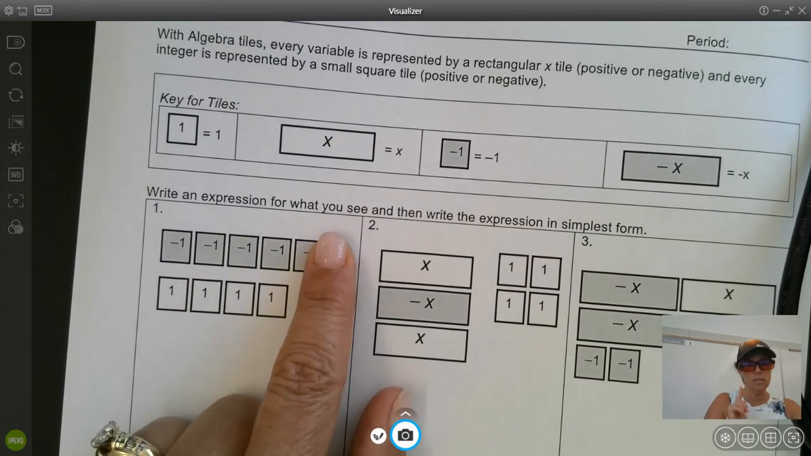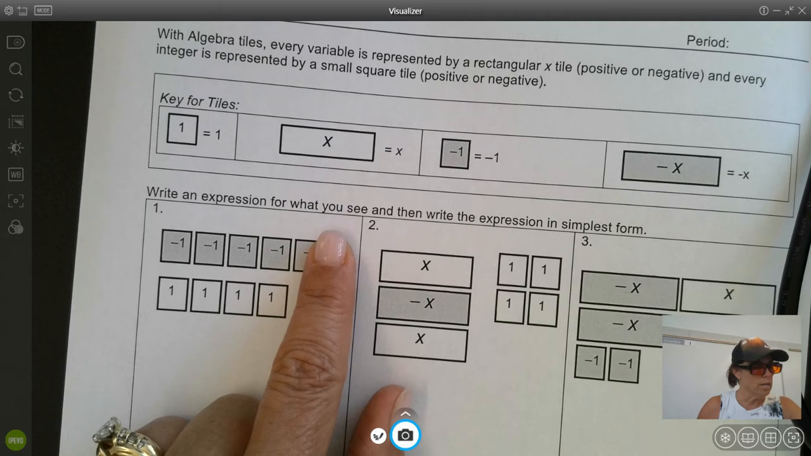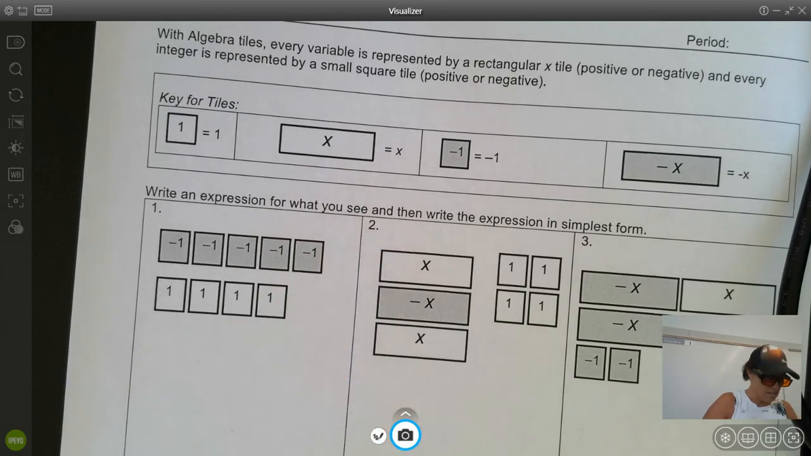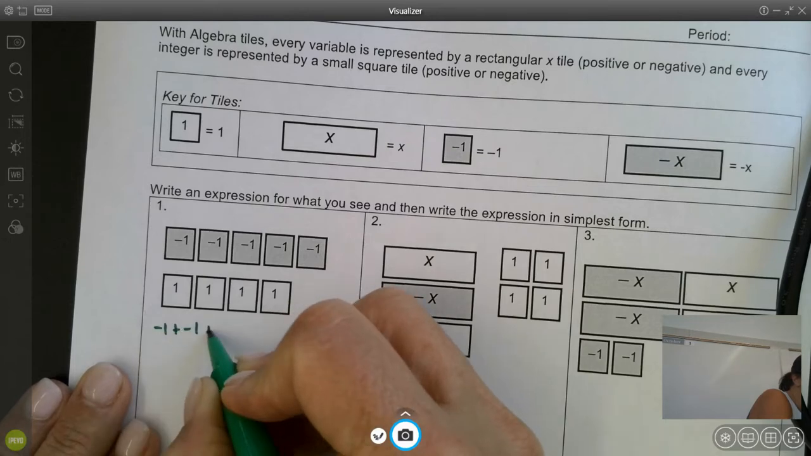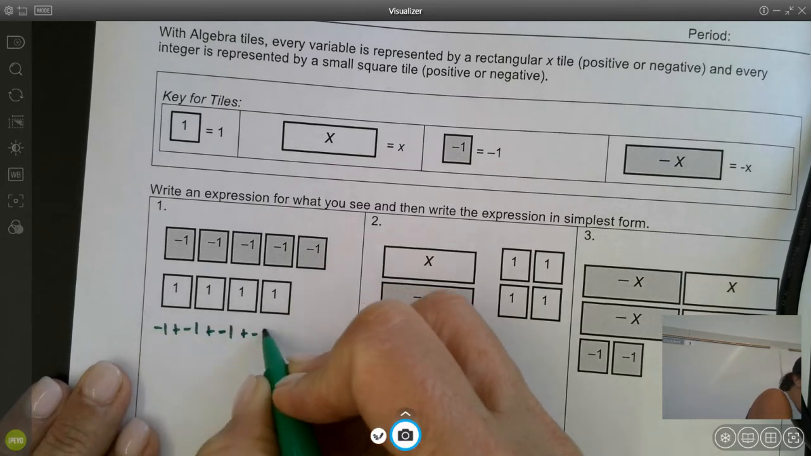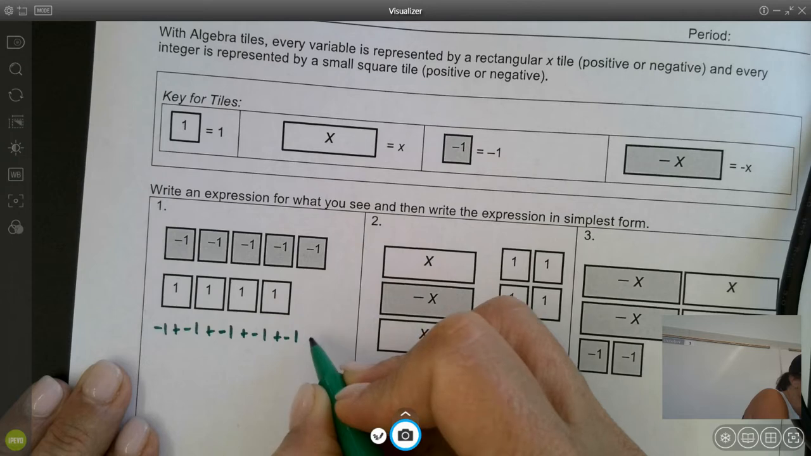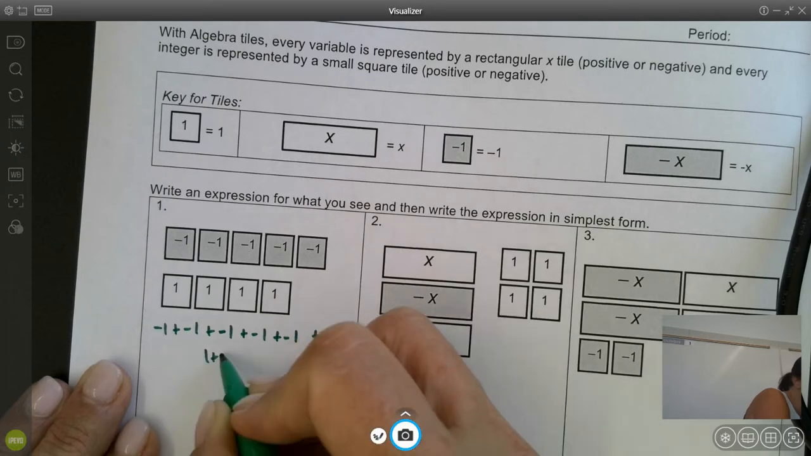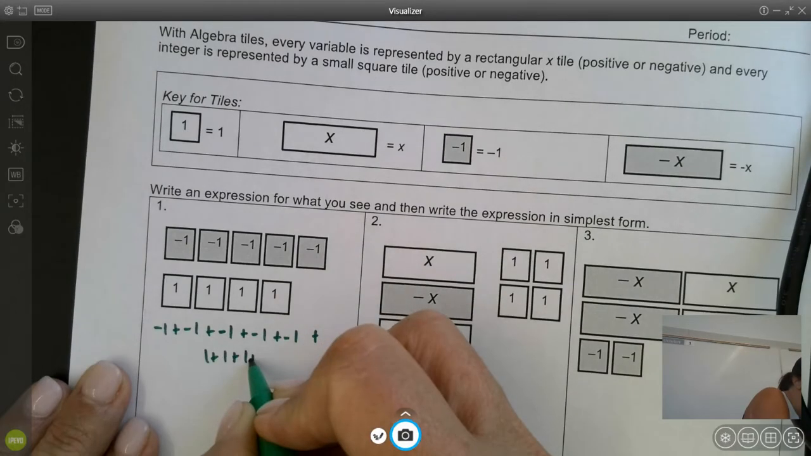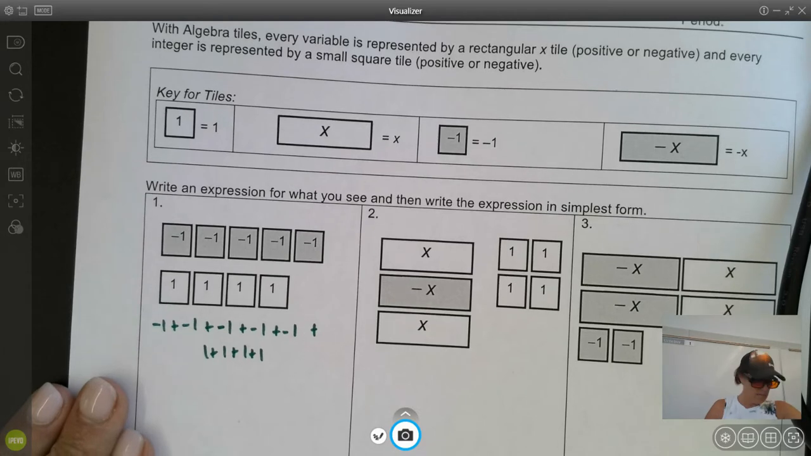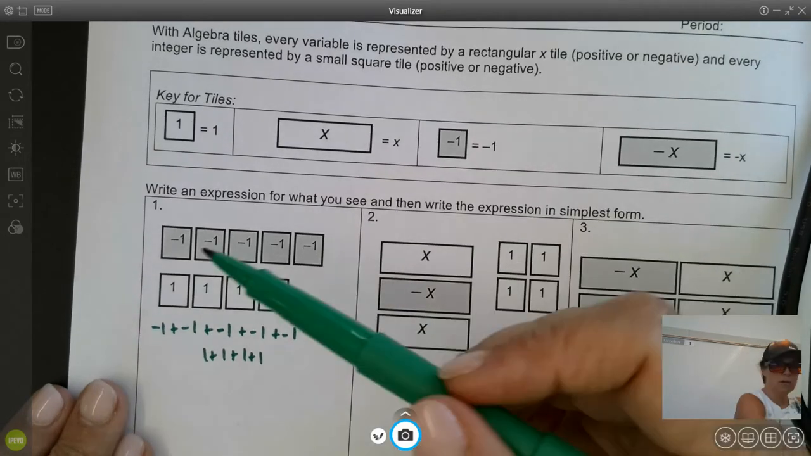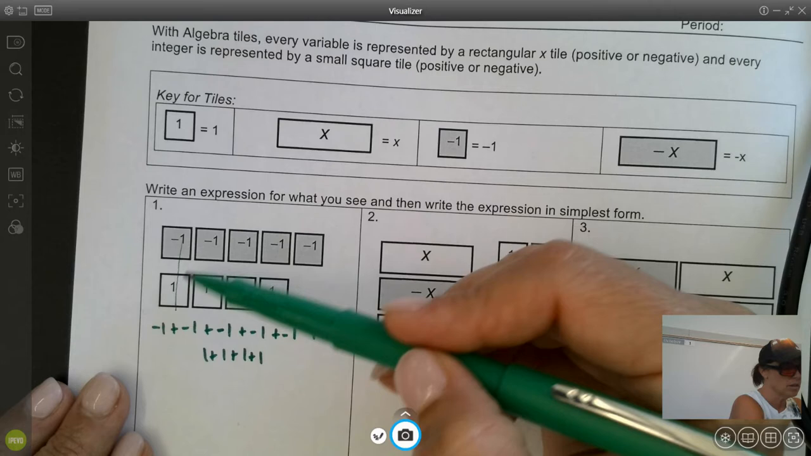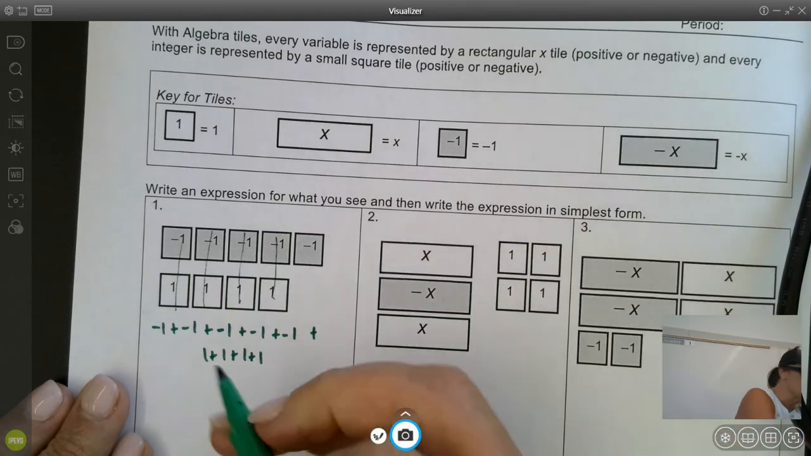Now this can be a little tedious. What I see is -1 plus -1 plus -1 plus -1 plus -1 plus 1 plus 1 plus 1 plus 1. Okay, that's what I see. And then thinking back to our 0 pairs, my answer is -1.